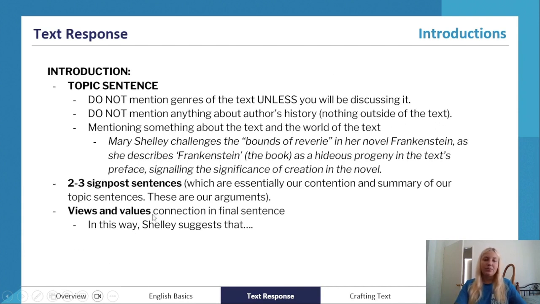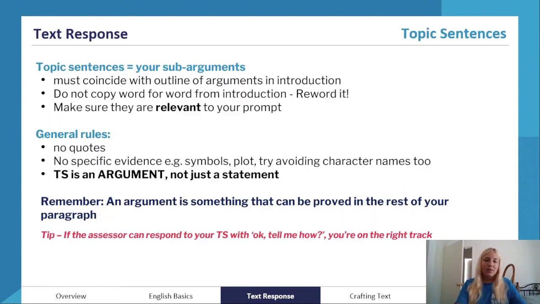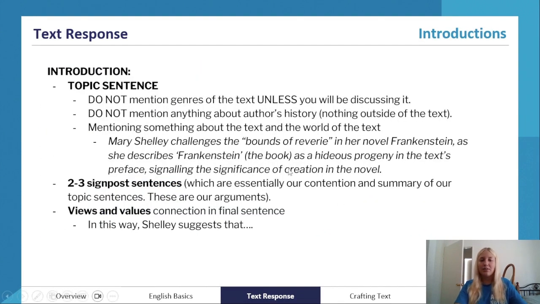And your intro can have a view. You should always have a views and values connection in the final sentences, and that should be the case in your intro as well. Just you can make it something a bit more simple for your intro and signpost your arguments. Personally, I used to skip that step. I didn't used to signpost my arguments. I used to try to make them clear within my contention and elaborate on the idea of my contention statement instead. And that's completely optional.